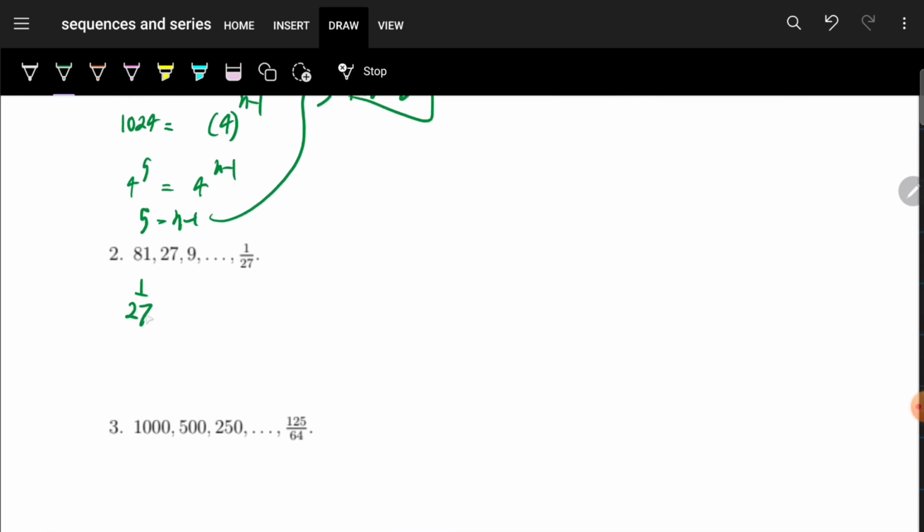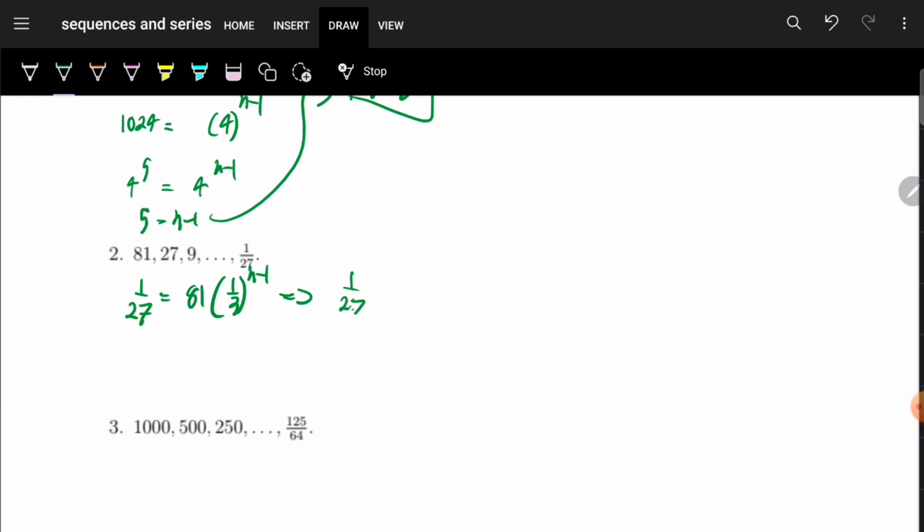1 over 27 is equal to 81. Common ratio here is 1/3 because they seem to be multiplied by 1/3 every time to get to the next term. And we have n minus 1 here. So here we'll have to divide both sides by 81. So let's see.